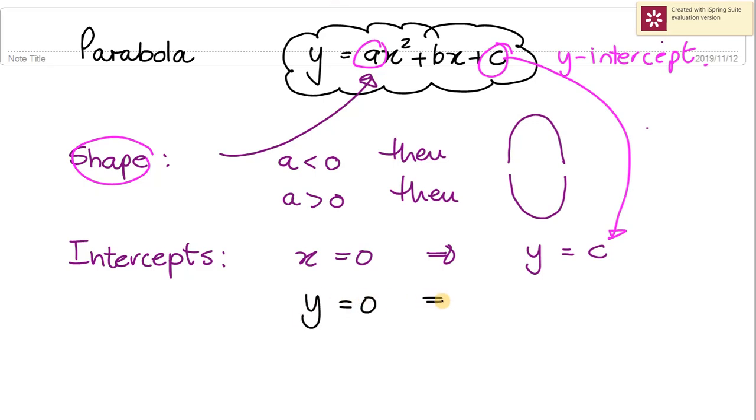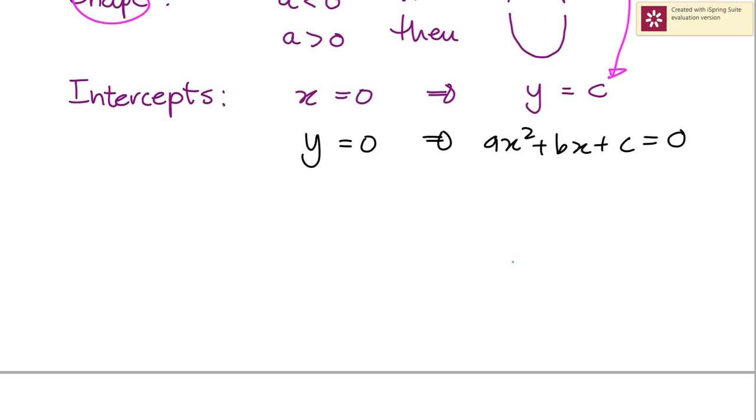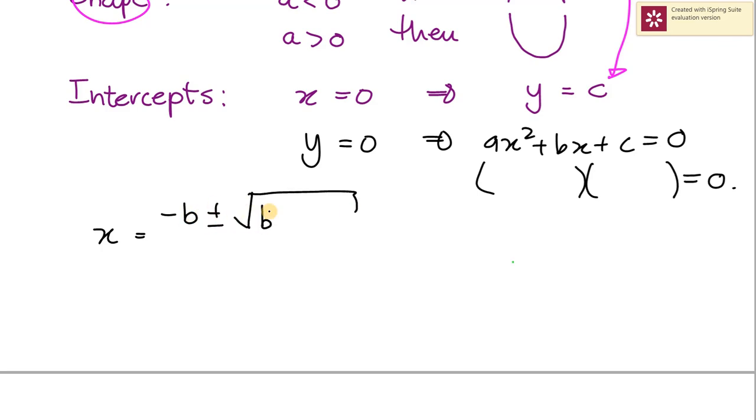If y is 0, then I get ax squared plus bx plus c equals 0. And ordinarily that is just a quadratic equation, and I would try to factorize it to find my x values. Of course, there is always the chance that you can't factorize, in which case I have to remind you of your little formula: x equals minus b plus or minus the square root of b squared minus 4ac, over 2a.